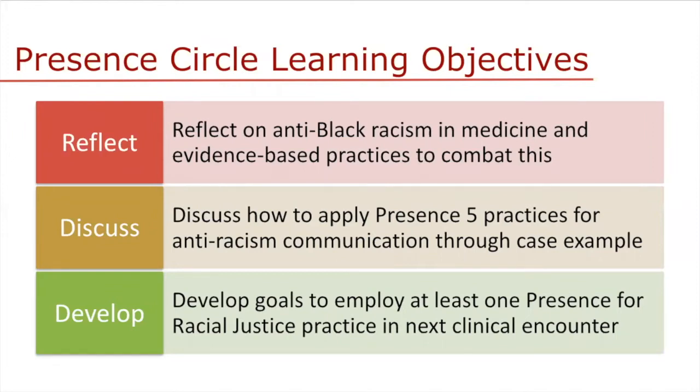At the beginning of the Presence for Racial Justice circle, facilitators will share the following learning objectives for the discussion. Facilitators should say, by the end of the Presence circle, participants should reflect on anti-Black racism in medicine and evidence-based practices to combat this, discuss how to apply Presence 5 practices for anti-racism communication through a case example, and develop goals to employ at least 1 Presence for Racial Justice practice in the next clinical encounter.